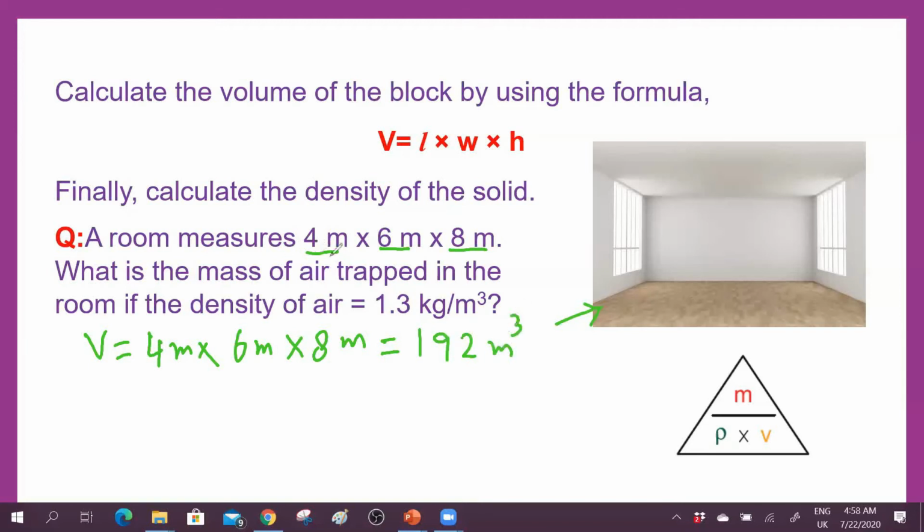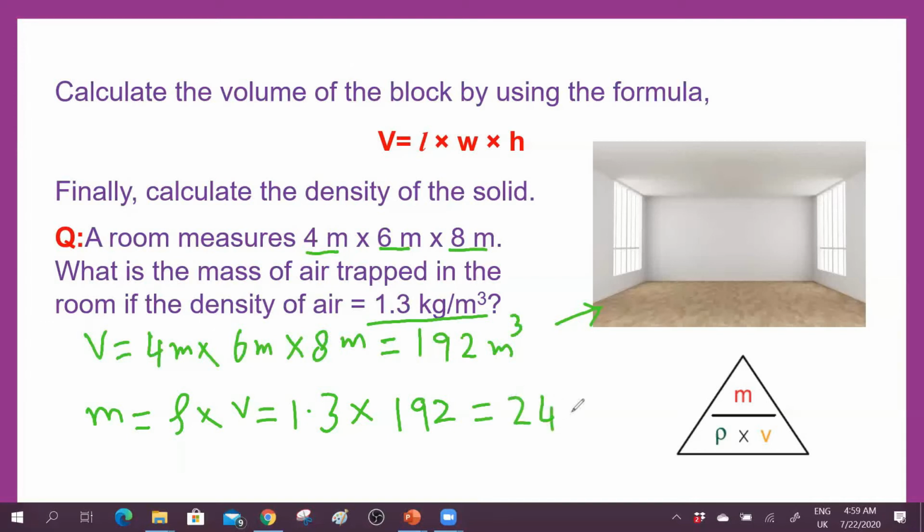Now, a room measures 4 meters by 6 meters by 8 meters. What is the mass of the air trapped in the room if the density of the air is 1.3 kilogram per cubic meter? So we have to calculate the mass in this case. We have the volume, and the value of the density is 1.3 kilogram per cubic meter. So we can find the mass. Simply, we can hide M. So M equals rho times V. The density is 1.3 and the volume is 192. We multiply to get the mass of the air inside, that is 249.6 kilograms. So in this room, this much air is a big number.